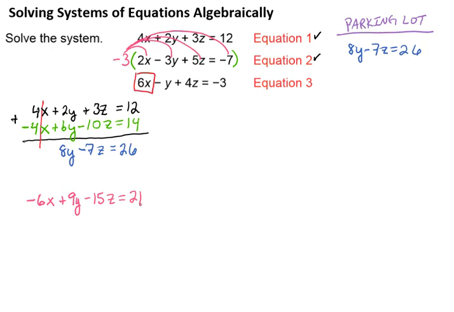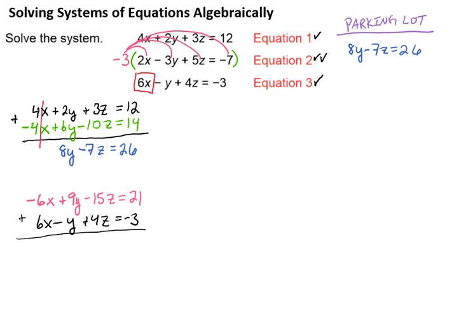And then I'm going to rewrite that third equation: 6x minus y plus 4z equals -3. And we're going to add these together. Now I've used that third equation and I've used the second equation a second time. So notice that what's happened is I've used all of the equations and one of the equations gets used a second time. All right, so we're going to go ahead and add these together.